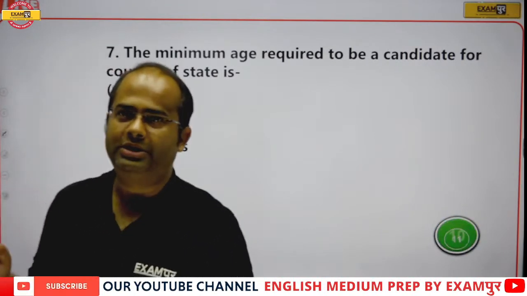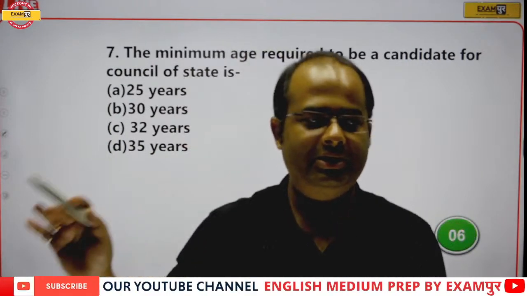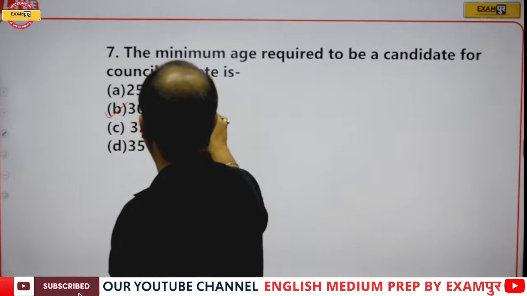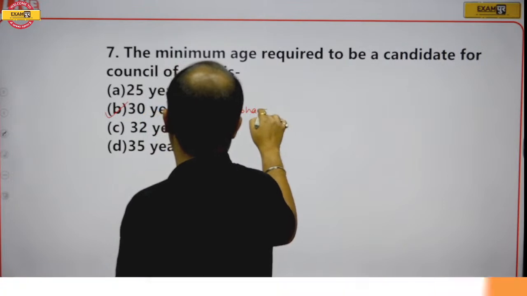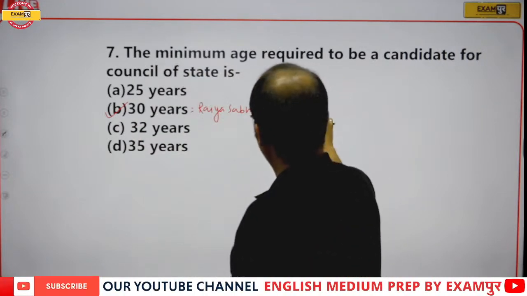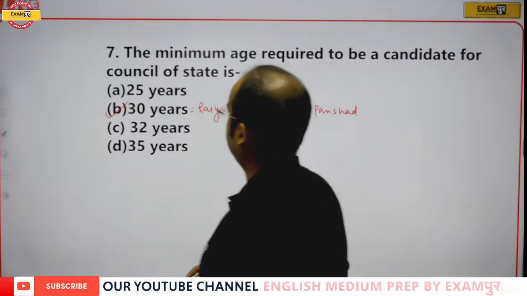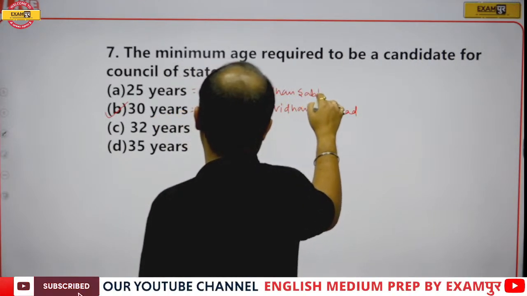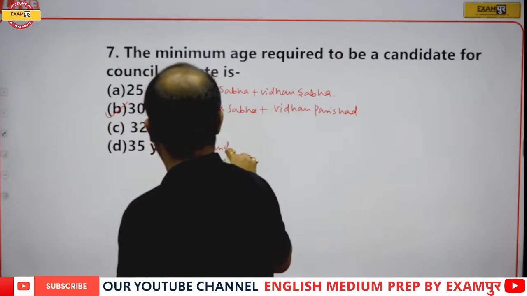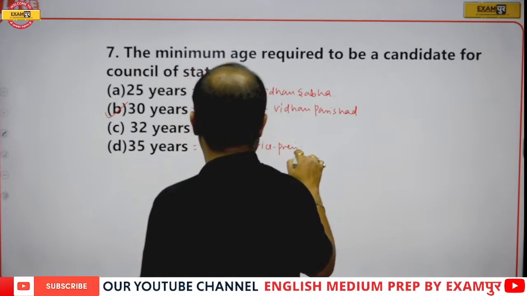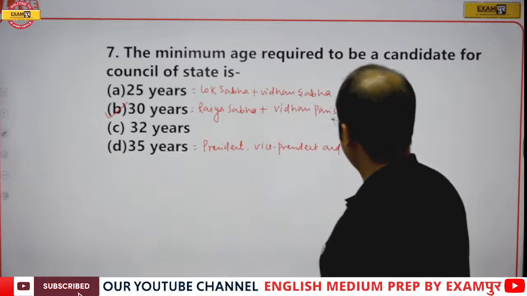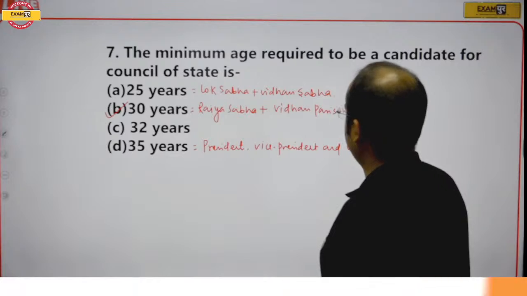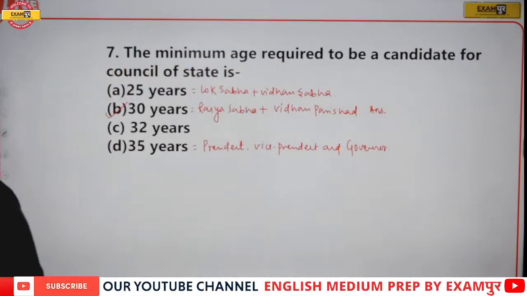Let's see the correct answer. These are tier 1 type questions through which you can gain confidence. The minimum age is 30 years for Rajya Sabha plus Vidhan Parishad, that is the Council of States. 25 years is for Lok Sabha plus Vidhan Sabha, and 35 years is for the President, Vice President, and Governor. 32 years is for nothing. So the correct answer will be option B, 30 years, the minimum age to become a member of Council of State.